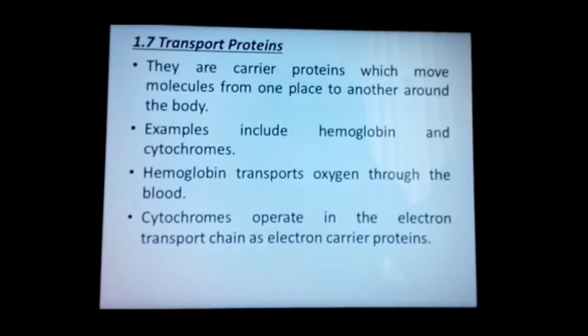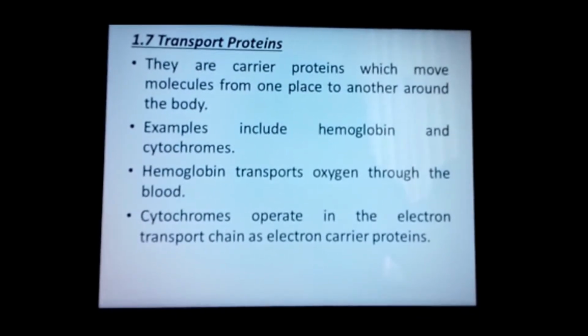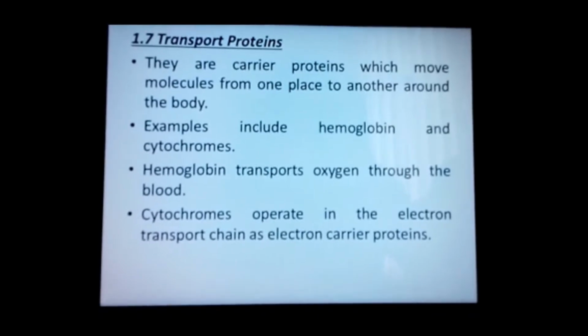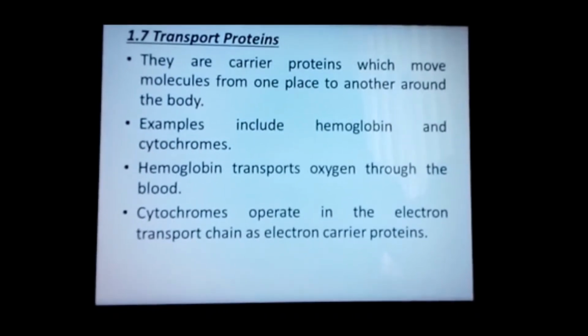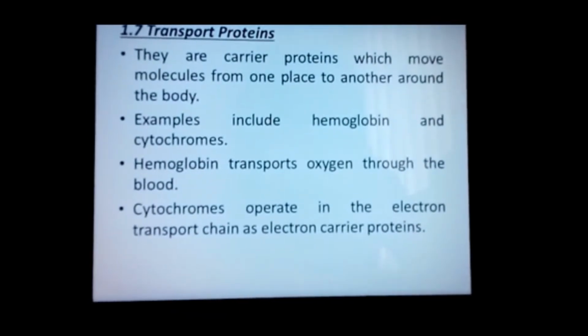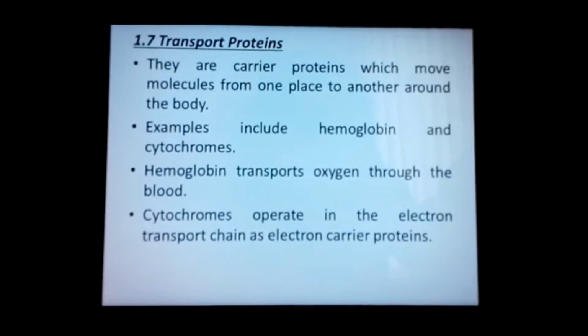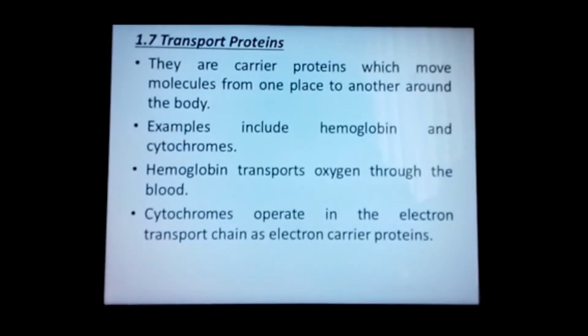Proteins also act as transport proteins. They are carrier proteins which move molecules from one place to another around the body. Examples include hemoglobin and cytochromes. Hemoglobin transports oxygen through the blood. Cytochromes operate in the electron transport chain as electron carrier proteins.